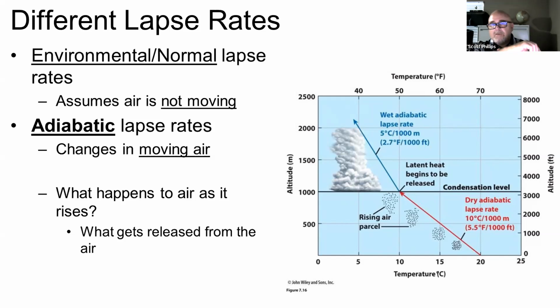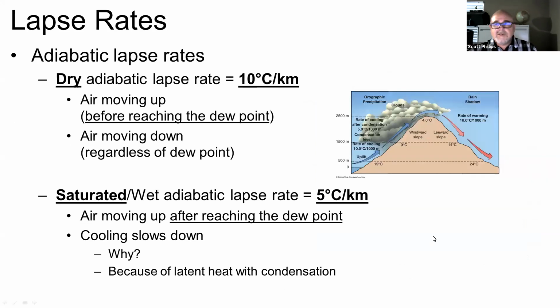Take the sweat from your body. When it evaporates, it removes heat from your body, but that heat does not disappear. It is contained in the water vapor, and as the water vapor makes its way into the atmosphere and cools, condensation will occur and will release that heat. Because of that, there are actually two different lapse rates.